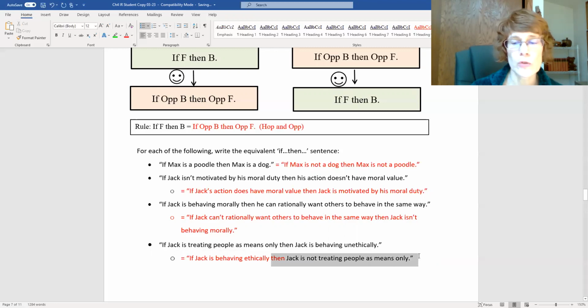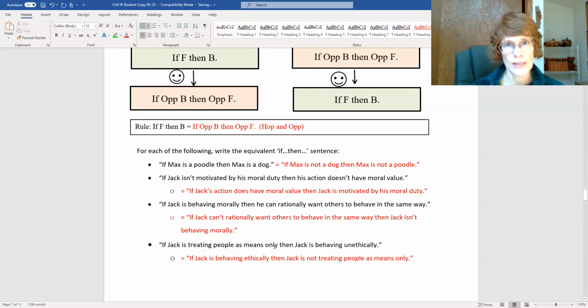This ability to take a conditional and write an equivalent conditional is handy in a number of contexts. Certainly one of them is sometimes you might encounter an if-then sentence that just doesn't make a lot of sense to you for whatever reason. If that happens, hop and op it, and maybe the equivalent conditional will make more sense, in which case you can just think about it like that because it's the same idea, it's the same claim. Very good.